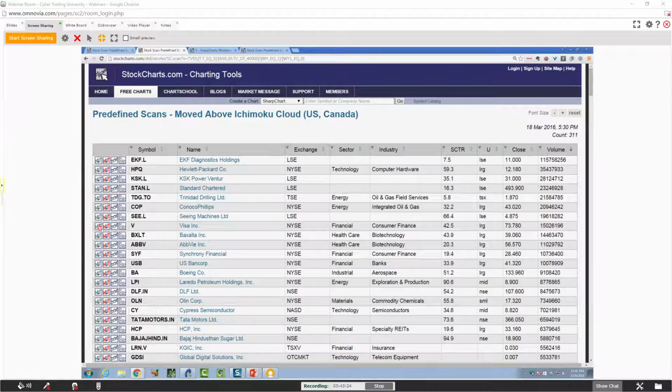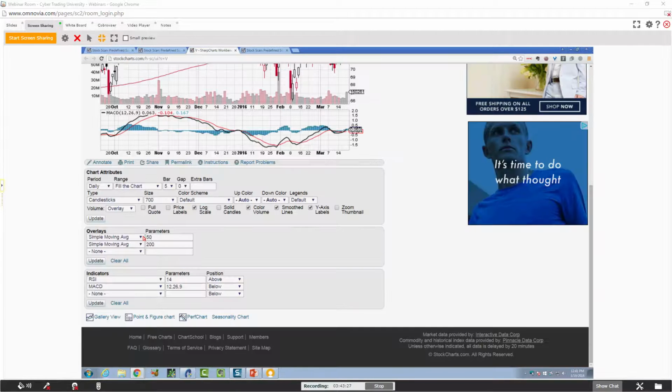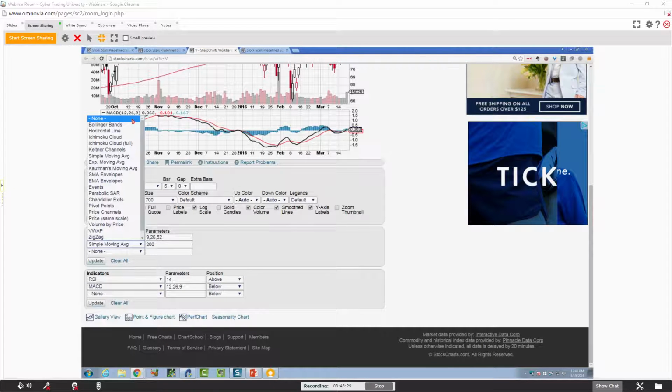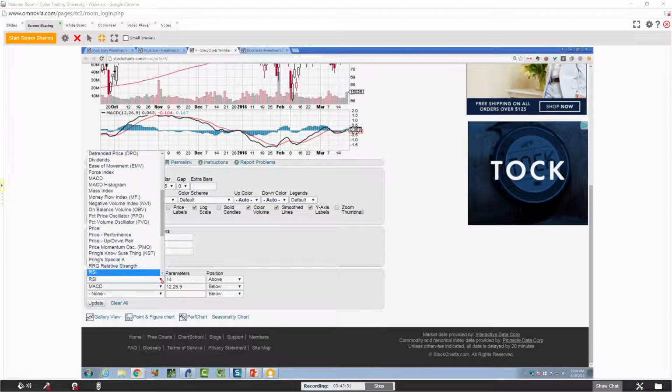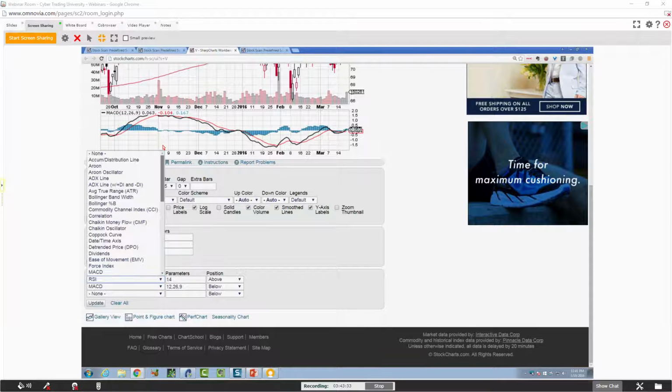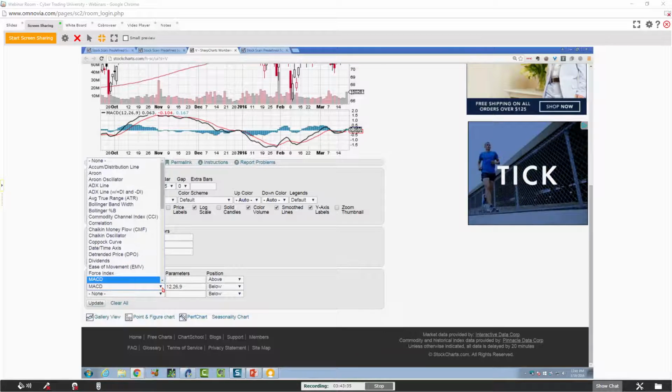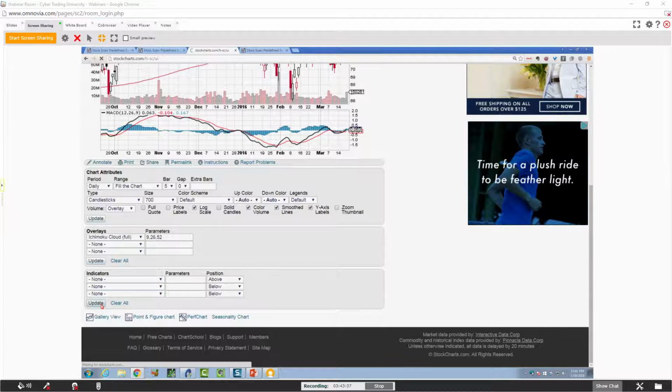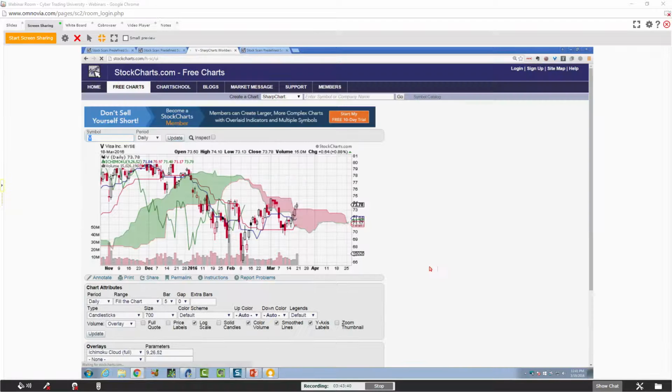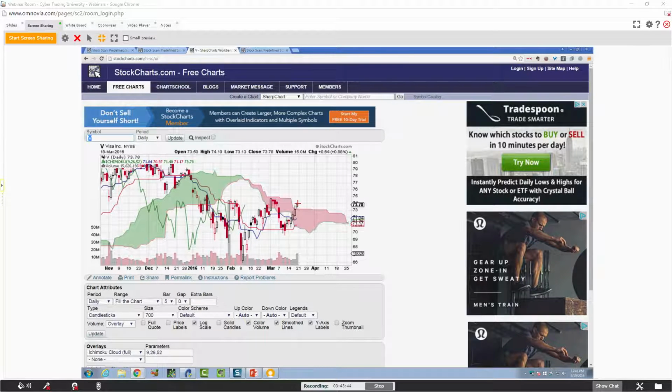We're going to say we want it to be Ichimoku full. We want to do none of this stuff. We don't need any of this stuff here. So all I'm doing is just clearing off this chart. Then I'm just going to hit update. And then magically, we can see that on Visa, we have a buy signal where it's 1 day above the cloud. Does that make sense?